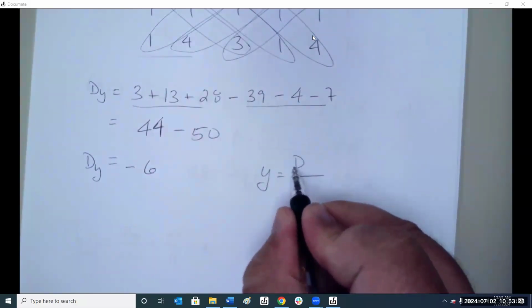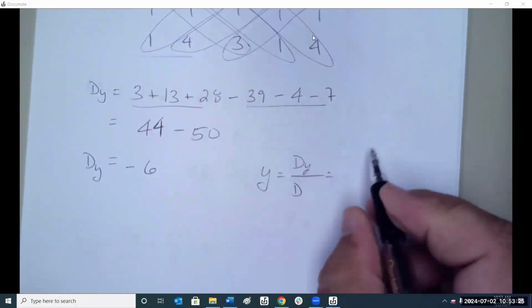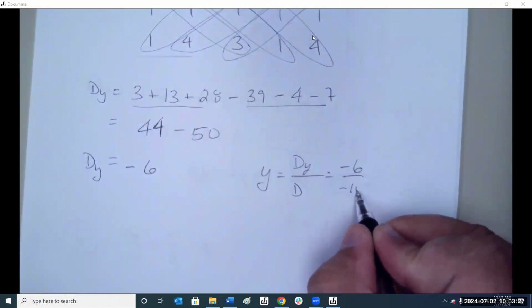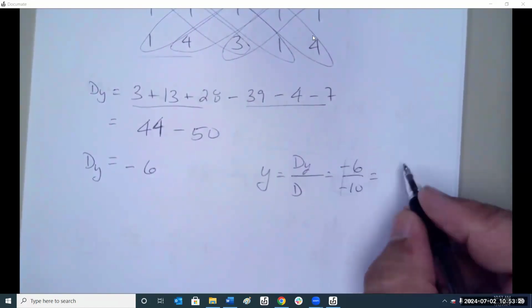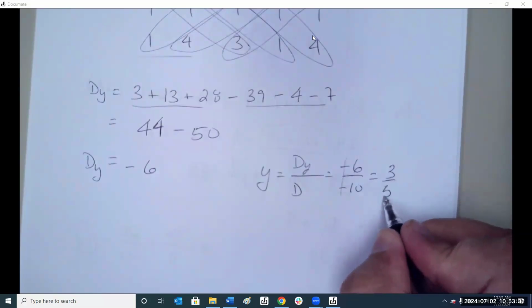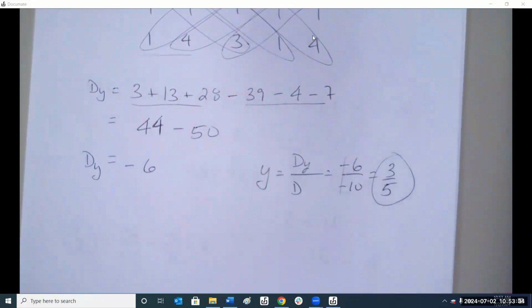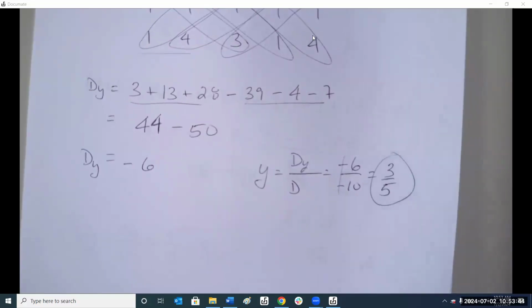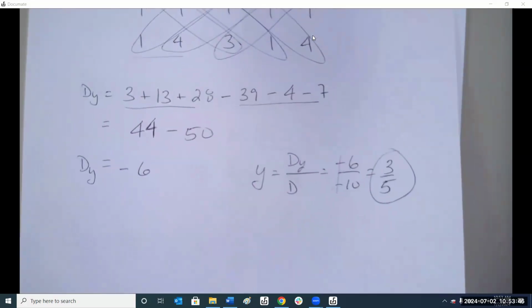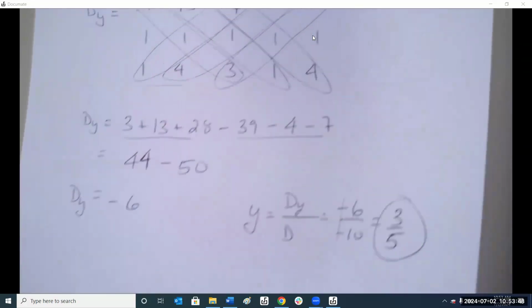So y is dy over d, -6 over -10, 3 over 5. See, this method is a lot faster than the other methods.